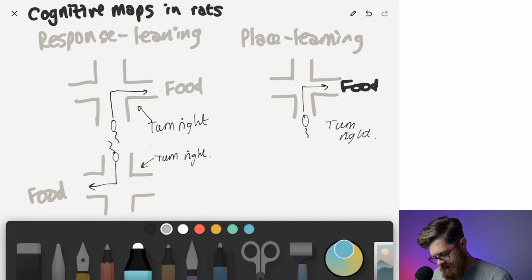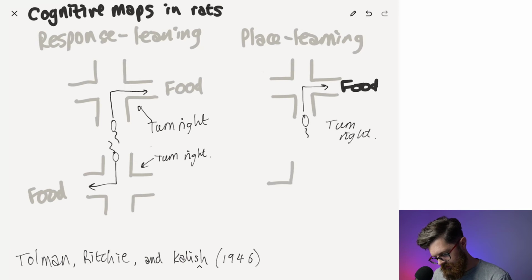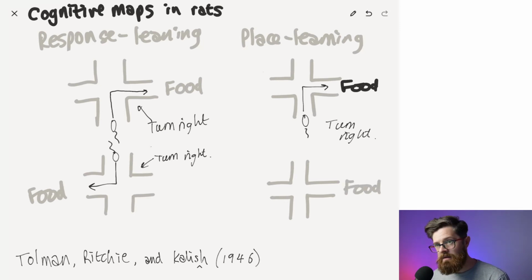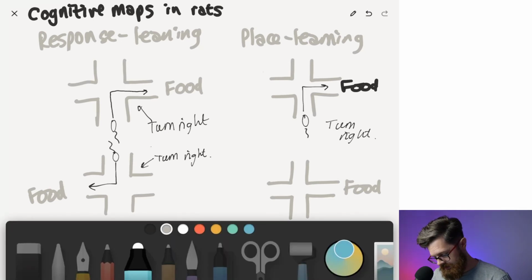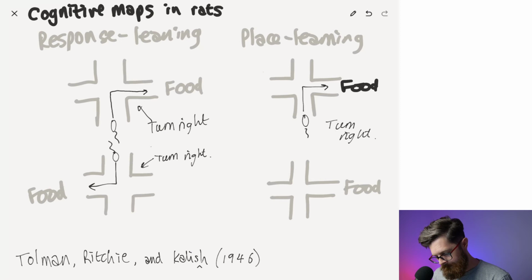But now this is the kind of crucial condition here, where we're going to place the food on the right again, because we're trying to train the rat to learn a place where the food is. But what we're going to do is to place the rat up the top of the maze. And now what does the rat have to do from its point of view? It actually has to walk down here, and then from its point of view it has to turn left in order to find the food.